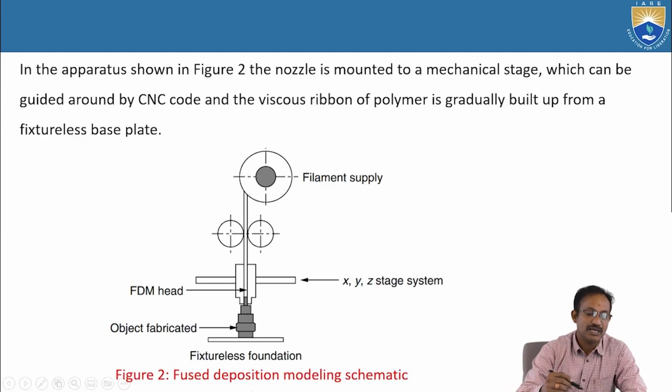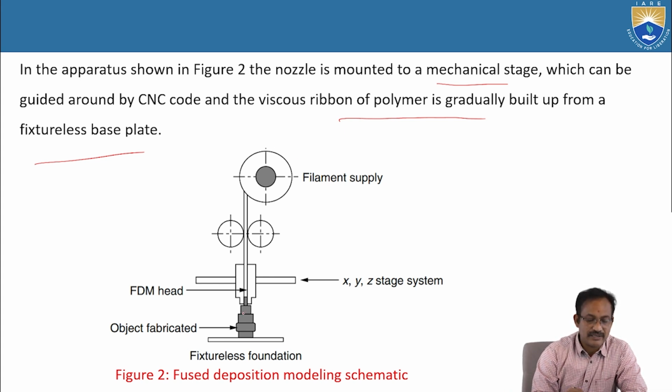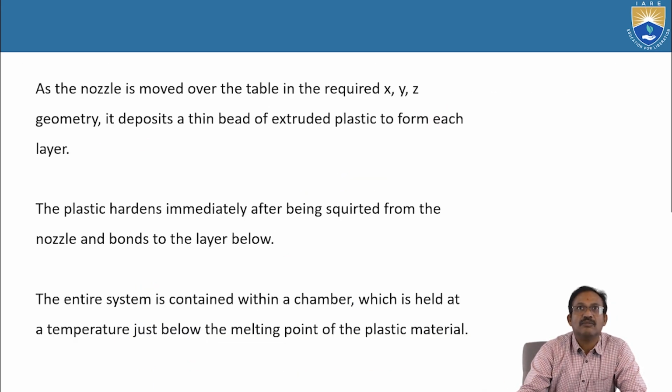See the fused deposition modeling schematic here. The nozzle is mounted on a mechanical stage which can be guided around by CNC code, and the viscous ribbon of polymer is gradually built up from a fixtureless base plate. Here you can see the setup: filament supply going like this, FDM head and object fabricated here, XYZ stage system here. In the XYZ coordinates the table will have to move. As the nozzle is moved over the table in the required XYZ geometry, it deposits a thin bead of extruded plastic to form each layer.